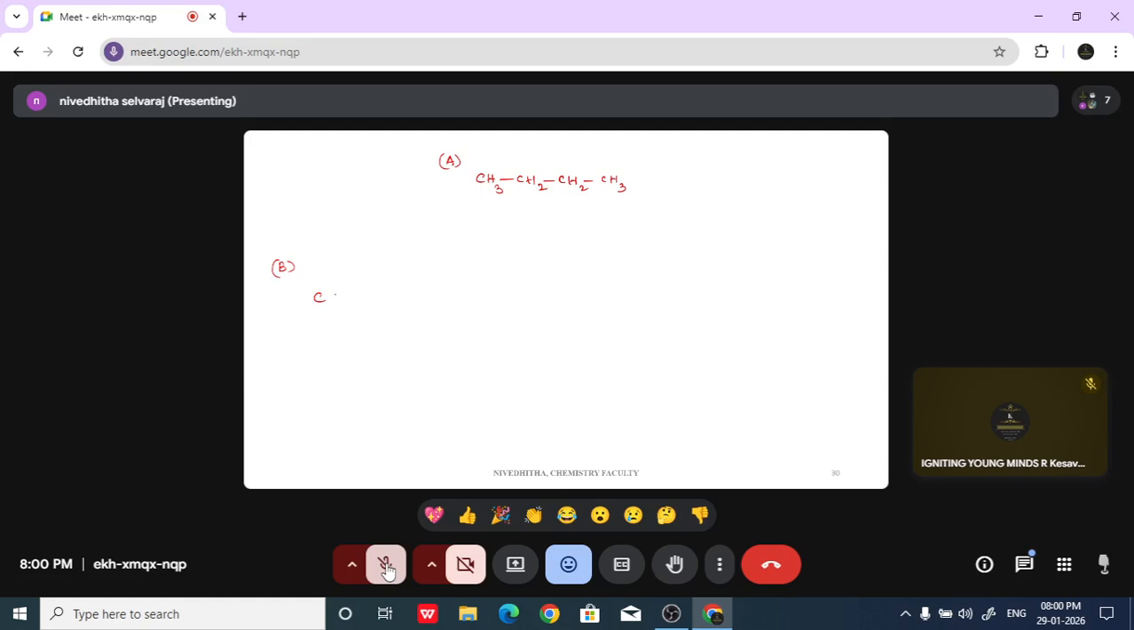Carbon, double bond, carbon, single bond, carbon. So to satisfy the valency of this carbon, I should have 3 hydrogens. To satisfy the valency of this carbon, already on the left side I have one chemical bond, on the left side I have two chemical bonds, on the right side I have one chemical bond, and one more valency has to be filled. So with hydrogen, and two hydrogens here.